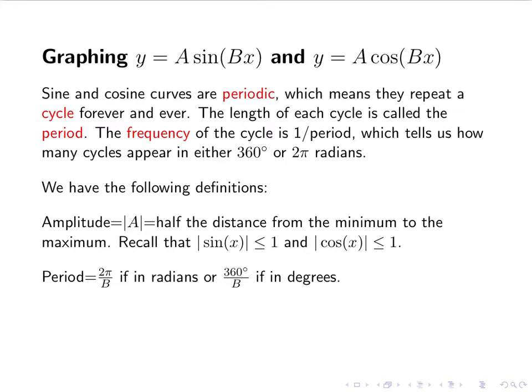So remember, a full circle is 360 degrees and 2 pi. If we're going back and forth between the different units, always remember that we're talking about a full circle, 2 pi radians or 360 degrees. And then the frequency, again, is the reciprocal of the period, so it's b over 2 pi or b over 360. So that b is going to tell us how many cycles appear in one full circle.